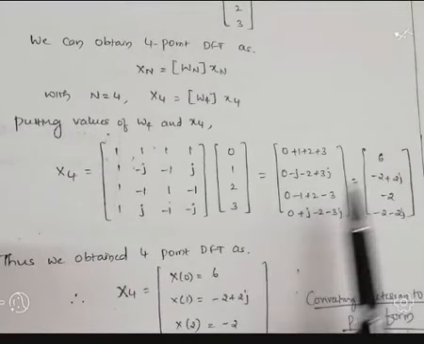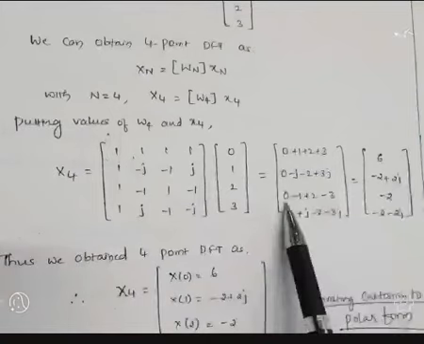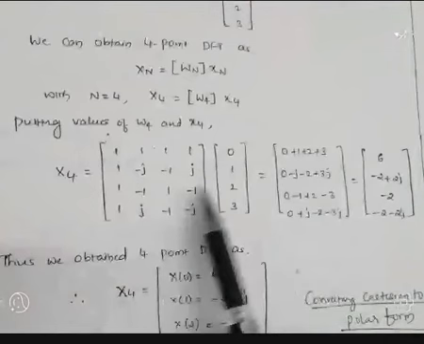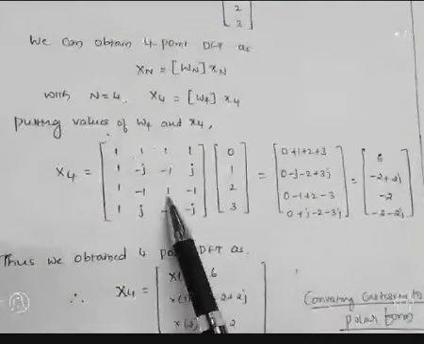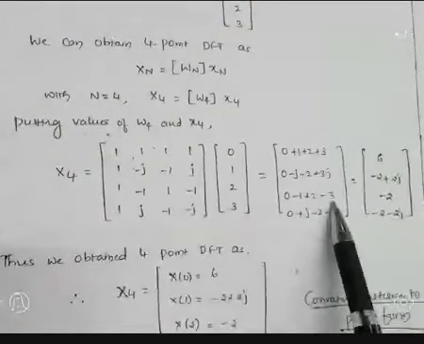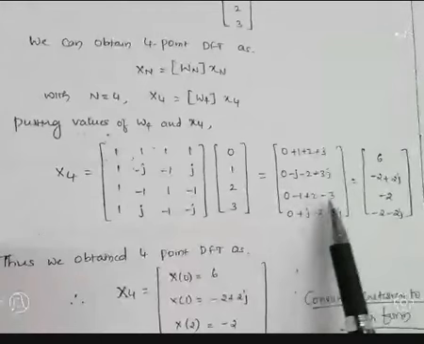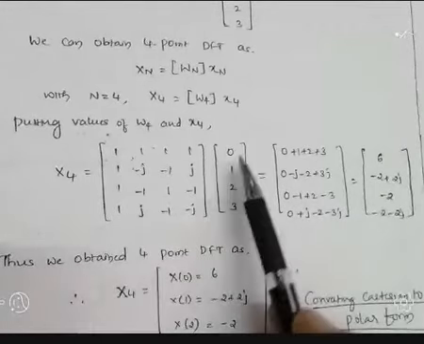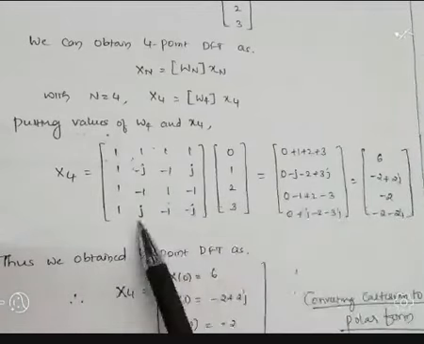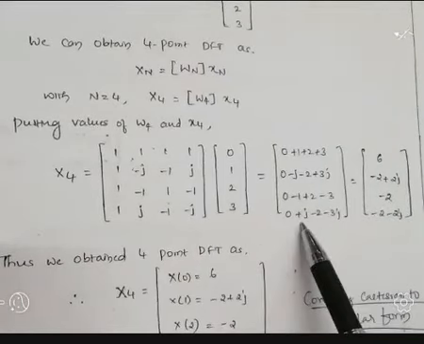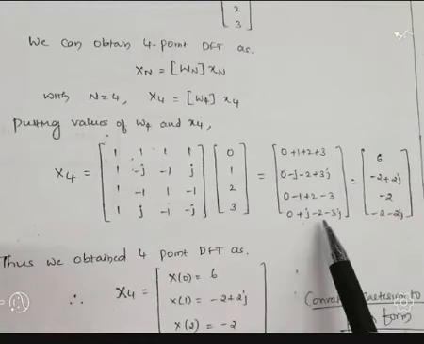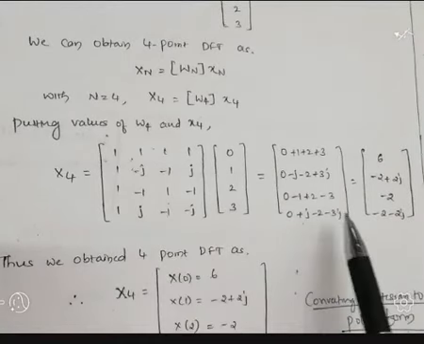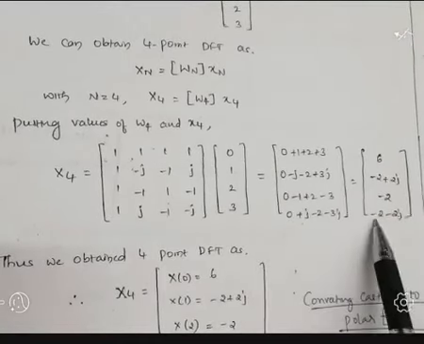Similarly, third row: 1 multiplied by 0 is 0. Minus 1 multiplied by 1 is minus 1. 1 multiplied by 2 is plus 2. Minus 1 multiplied by 3 is minus 3. Simplify: minus 1 plus 2 minus 3 becomes minus 2. Similarly, last row: 1 multiplied by 0 is 0. J multiplied by 1 is plus j. Minus 1 multiplied by 2 is minus 2. Minus j multiplied by 3 is minus 3j. Simplify: it is minus 2 minus 2j.